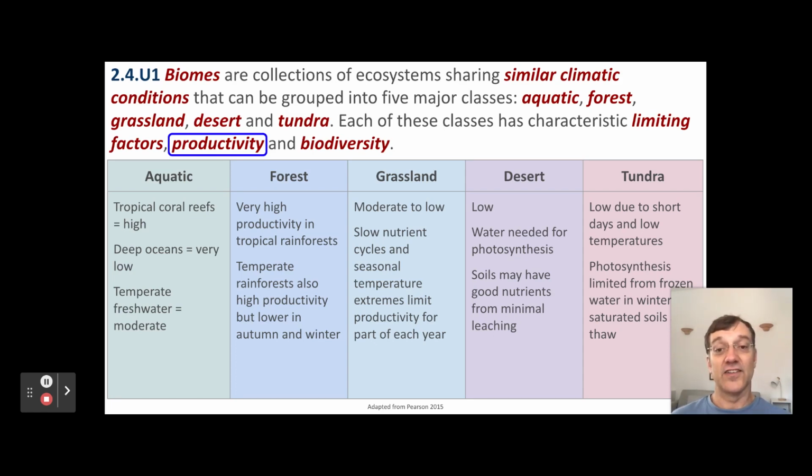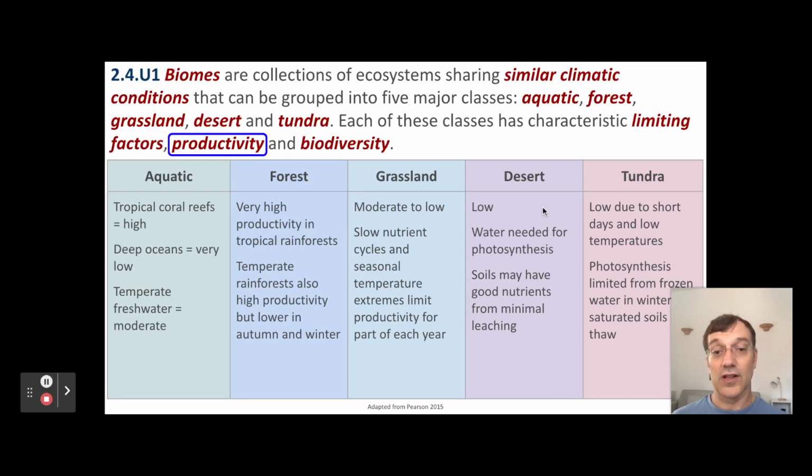Grasslands have moderate to low productivity. A lot of biomass, but the nutrient cycles are slow. And again, those seasonal temperature extremes between very cold winters and very hot summers limit the types of plants that can grow. So in the grasslands during autumn and winter, those plants will go into a dormant stage, which a lot of people call dieback. And the plants may not actually die; they just go dormant and they stop photosynthesizing until the days become longer and the temperatures become warm enough for photosynthesis to happen.